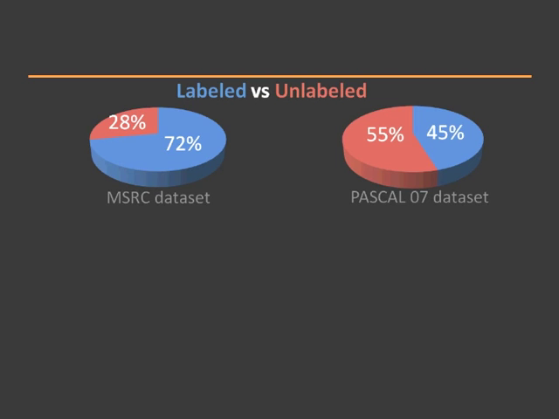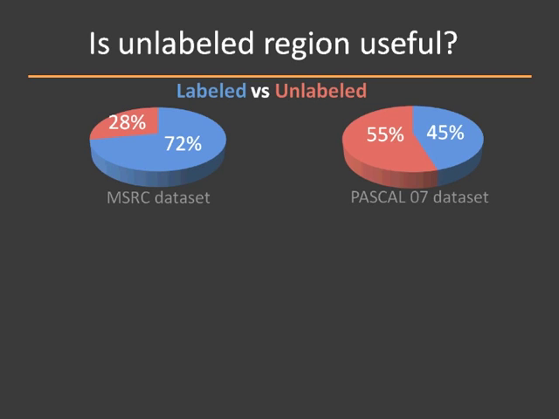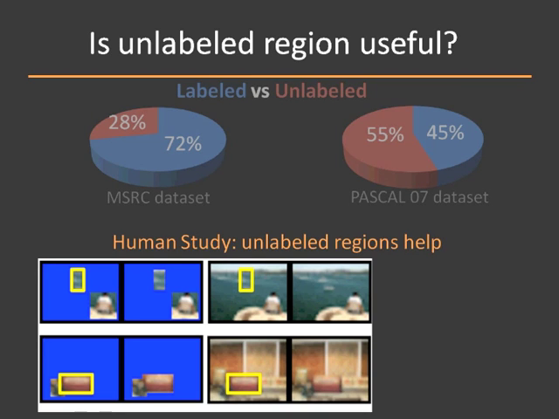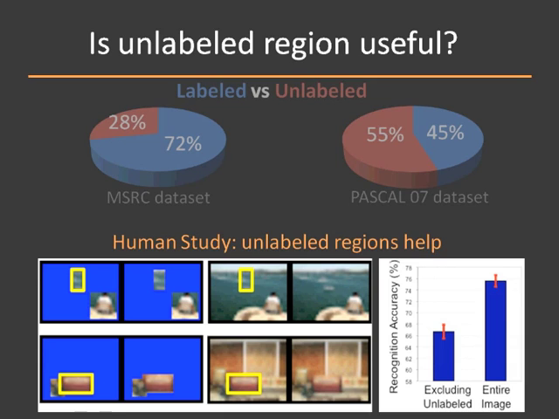Interestingly, we find that a large proportion of images in the popular MSRC and Pascal datasets are unlabeled. We ask the question, are these unlabeled regions useful? We conduct a human study where we show subjects images excluding the unlabeled regions, as well as the entire image. We find that humans perform much better when looking at the entire image. This confirms our intuition that the unlabeled regions do contain useful contextual information.